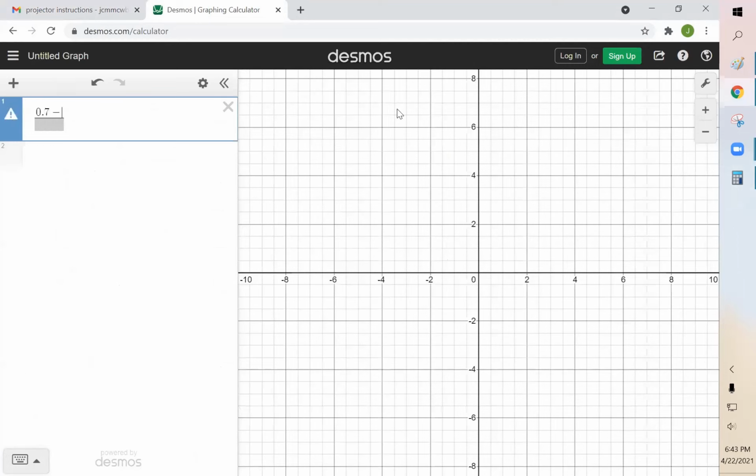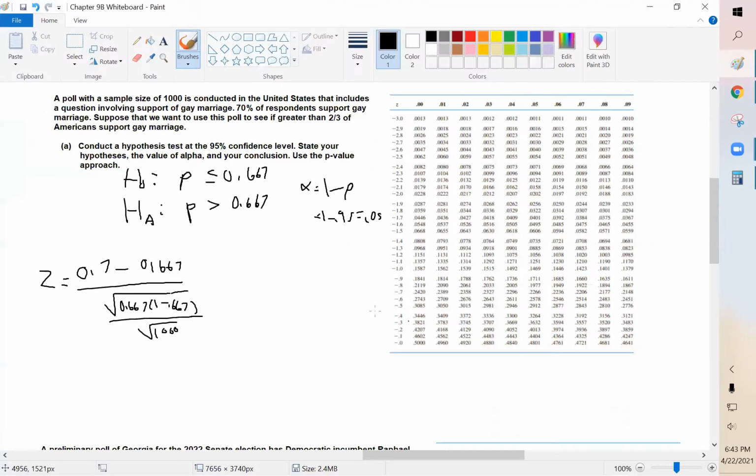0.7, minus 0.667. Square root. Our sample size is 1,000. 0.667 times 1 minus 0.667. And so we get our z-score of 2.214.